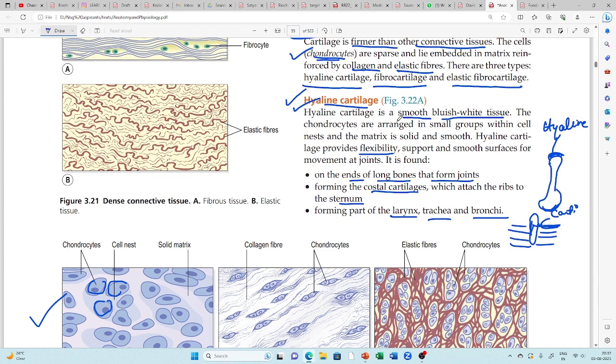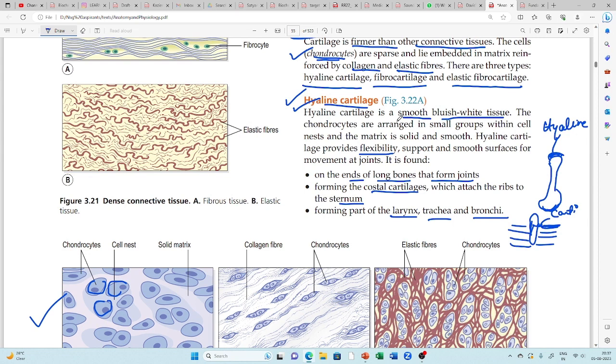Mainly, cartilage is divided into three types: hyaline cartilage, fibrocartilage, and elastic fibrocartilage. The first one is hyaline cartilage. It is a smooth, bluish-white tissue, and the chondrocytes are arranged in groups, and in between we can see the matrix also. Hyaline cartilage has the ability to flex. It provides flexibility and support, and it has a smooth surface also. We can see hyaline cartilage at both ends of long bones and in the costal cartilage, that means the cartilages that attach ribs to the sternum.